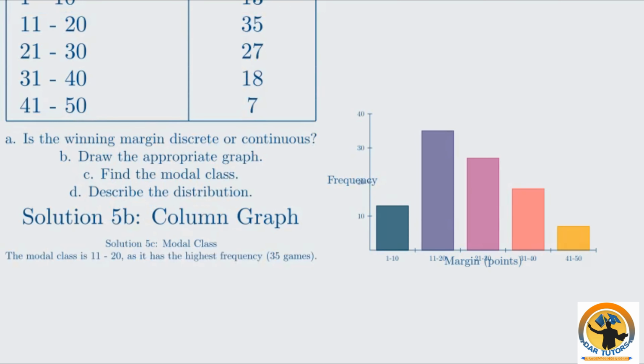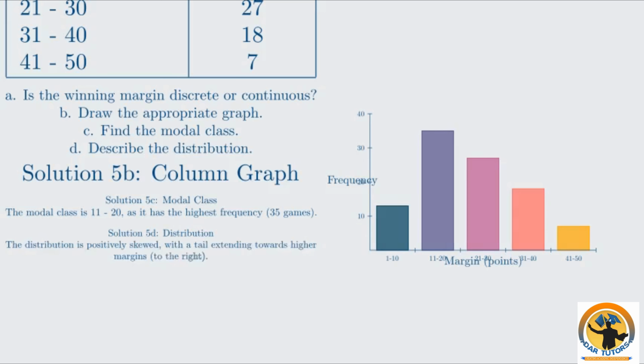Part C asks for the modal class. Looking at our frequency table or the column graph, the highest frequency is 35, which corresponds to the margin interval of 11 to 20 points. Finally, Part D asks for the distribution. The column graph clearly shows a single peak around the 11 to 20 and 21 to 30 intervals, with a long tail extending to the right, towards the higher margins. This is characteristic of a positively skewed distribution.